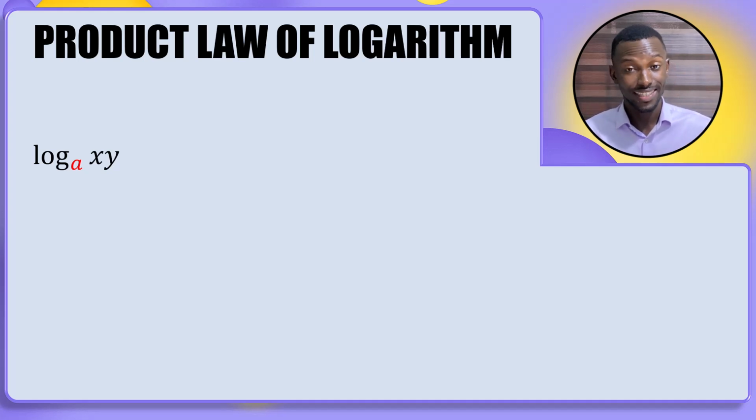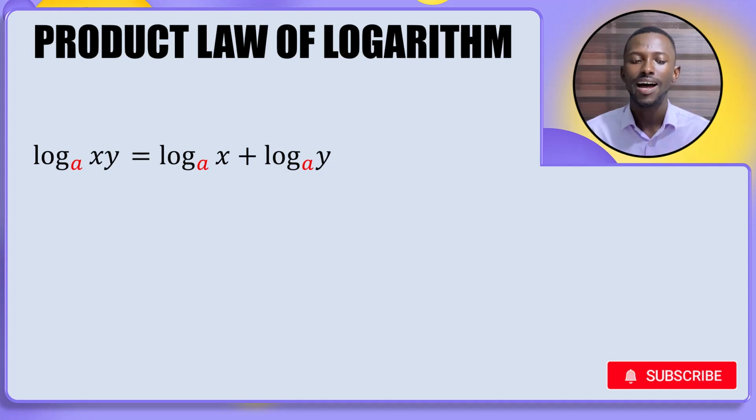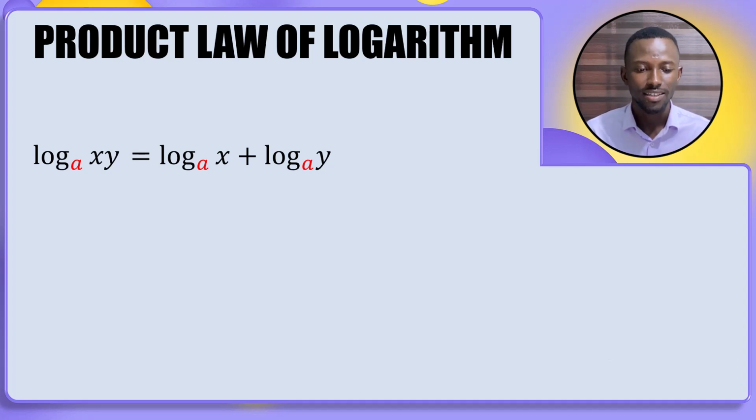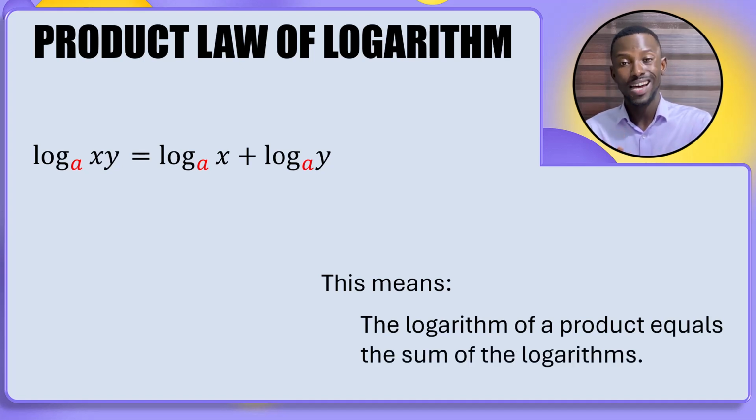If you have situations like this, what it simply means is you will take the log of each of the numbers in the product. So log a of xy is the same as log a of x plus log a of y. So what does this mean? Simple. It means that the logarithm of a product is equal to the sum of the logarithms. The logarithm of a product is equal to the sum of the logarithms. So log a of xy is equal to log base a of x plus log base a of y, because you are multiplying.